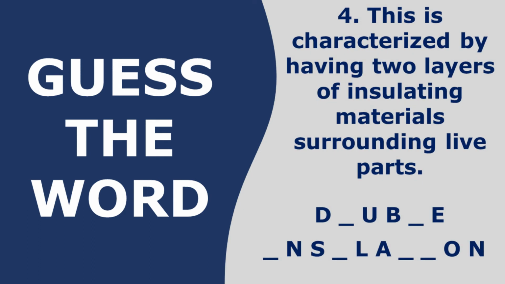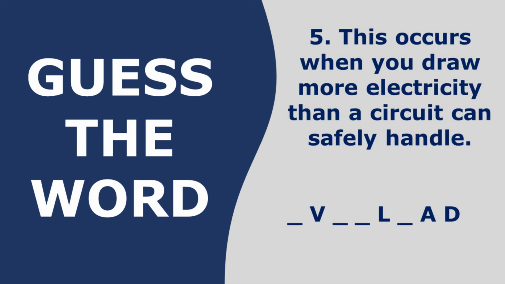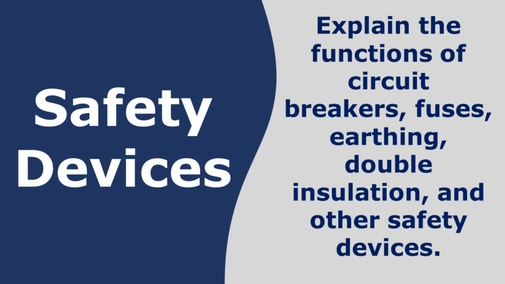This is characterized by having two layers of insulating materials surrounding live parts. Number 5. This occurs when you draw more electricity than a circuit can safely handle. Safety devices. Explain the functions of circuit breakers, fuses, earthing, double insulation, and other safety devices.